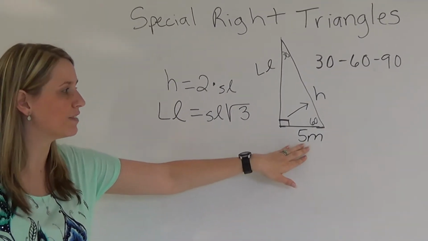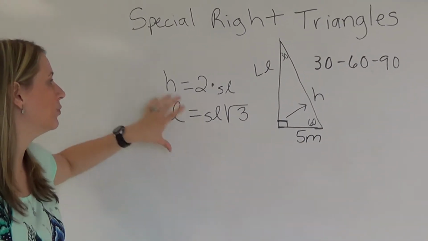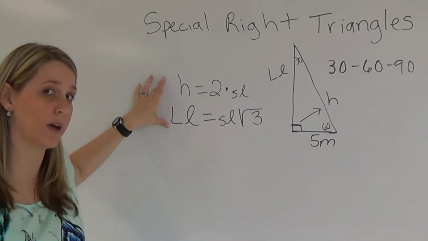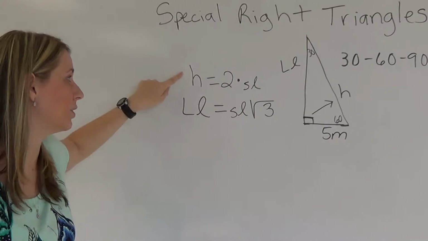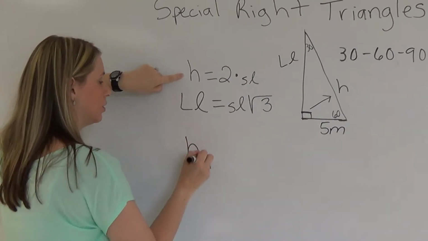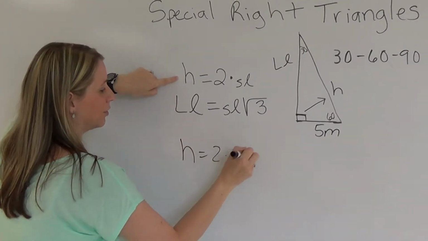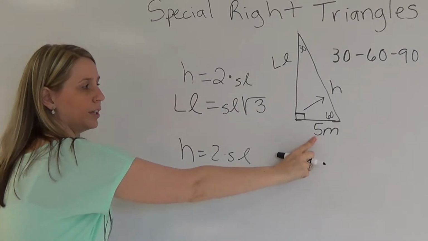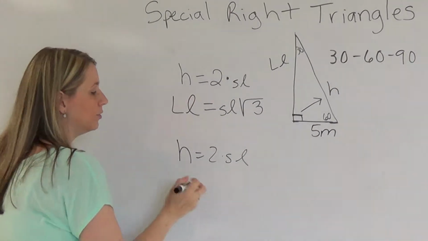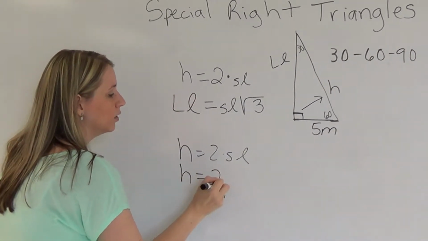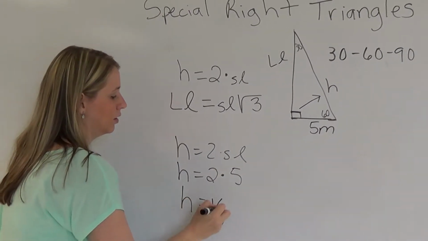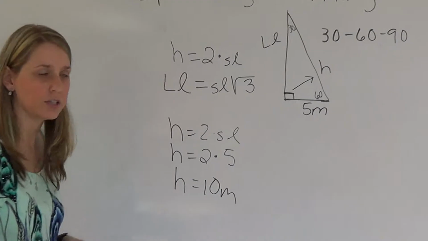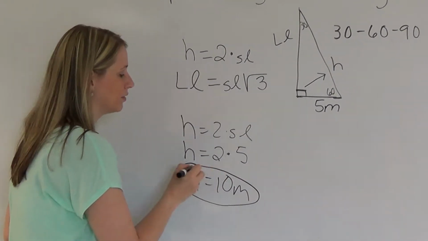If my shorter leg is 5 meters, you can use both formulas and it doesn't matter which order because the shorter leg is in both formulas. Okay, so I'll just start with the easy one. So h is equal to 2 times the shorter leg. I know what my shorter leg is, so I plug it in for the SL. So h is equal to 2 times 5, which is 10 meters. Pretty easy. There's our hypotenuse.